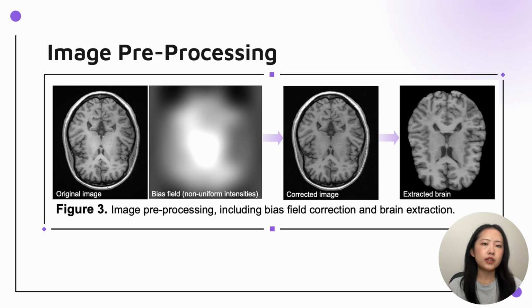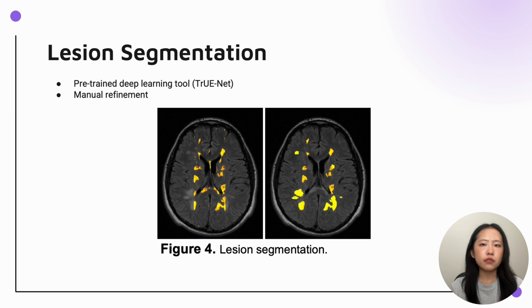For preprocessing, we did bias field correction, which removes non-uniform intensities. We also extracted the brain, stripping the skull from the images. To segment lesions, we first ran the MRI images through a pre-trained deep learning tool called TrueNet. This generated probability maps of lesion locations as seen on the left of the figure, followed by manual refinement to produce the final maps like the one on the right.